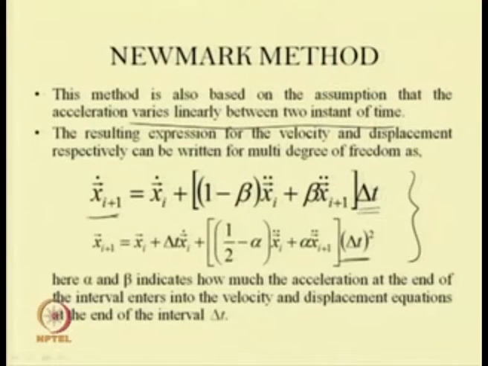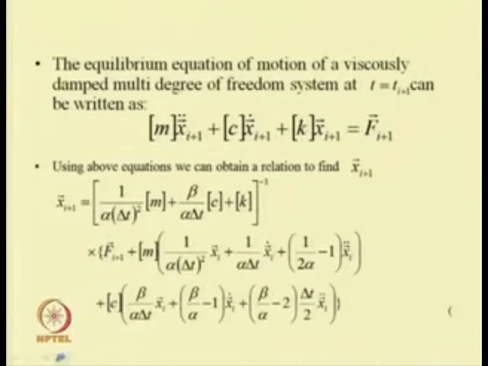Using these expressions, alpha and beta indicate how much the acceleration at the end of the interval enters into the velocity and displacement equations at the end of the interval delta t. So, by using these expressions we can find the response of the system. For example, let us take this equation of motion: m x double dot at x I plus 1.